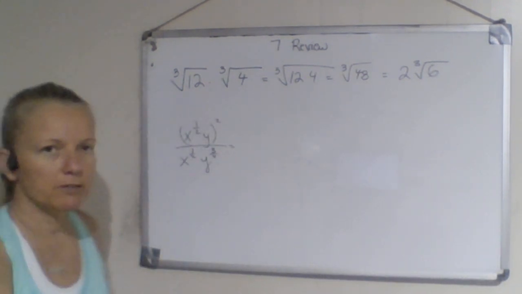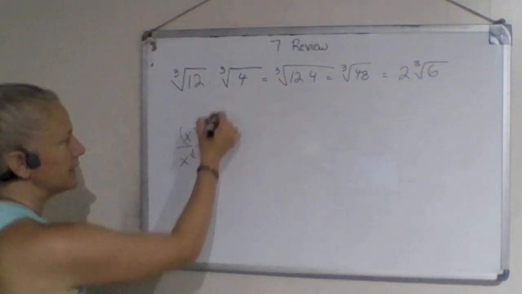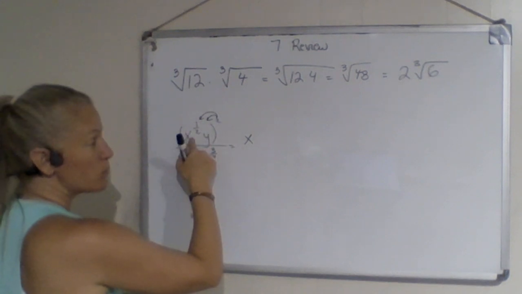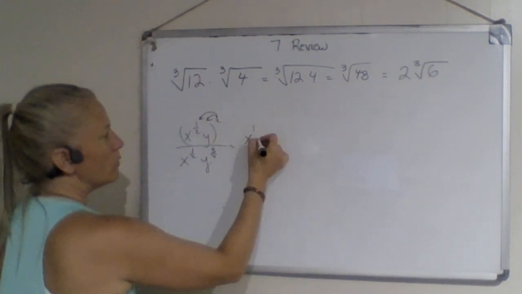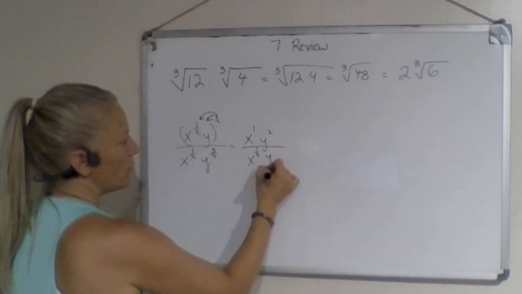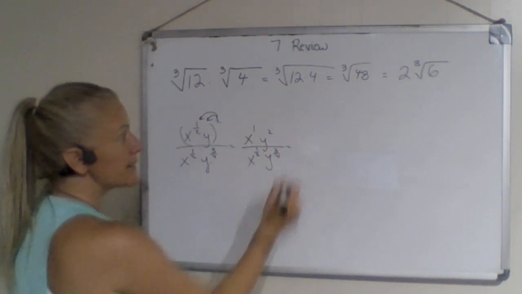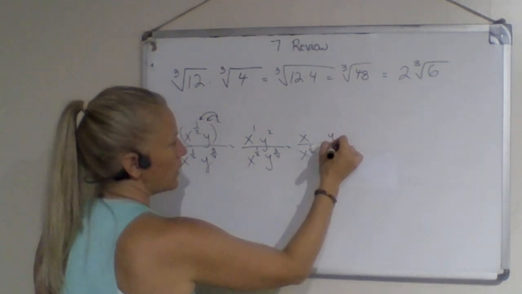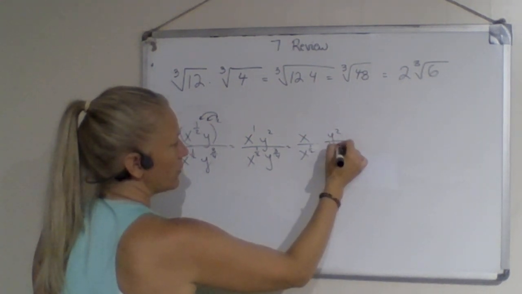Again, this is just a property of exponents. This 2 gets distributed, right? The top becomes x, since 2 times 1/2 gives me 1. Y to the 2nd power, all over x to 1/2 y to 3/4. I can separate this: x over x to 1/2 times y to the second over y to 3/4.